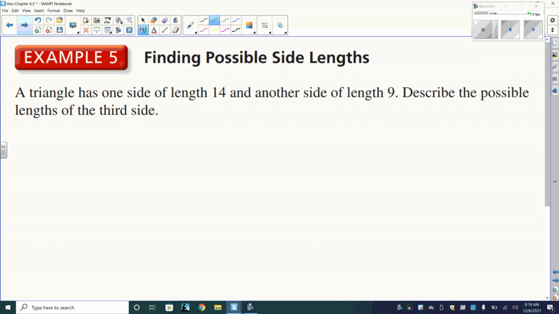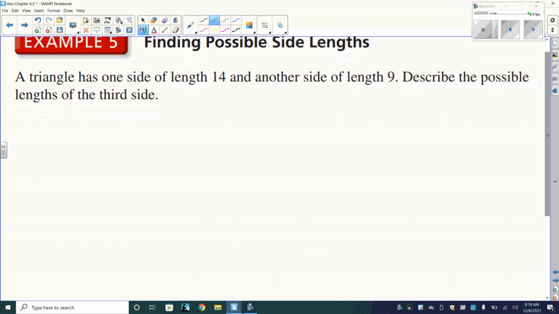Now, what we'll look at first is trying to describe, is it possible to have a triangle? Well, not is it possible, but what the third side length would have to be. So in this triangle, we have one side length that is 14, and we have another that is 9, yes?